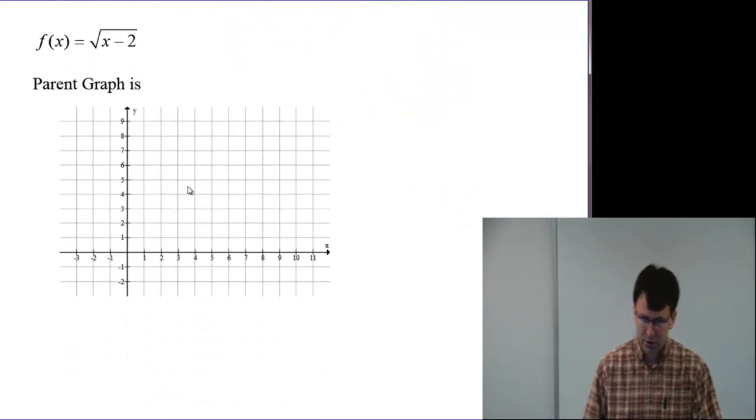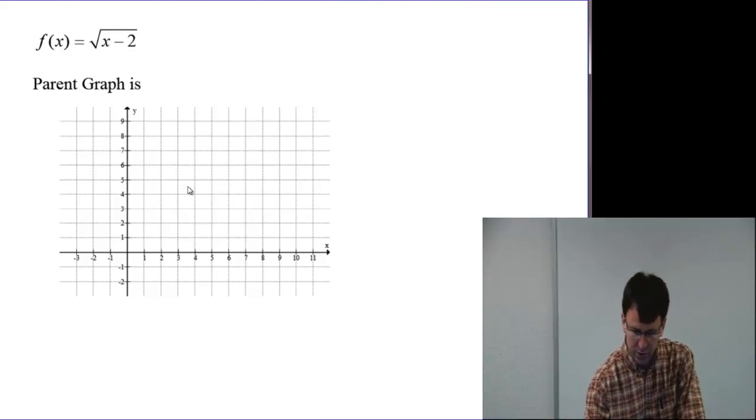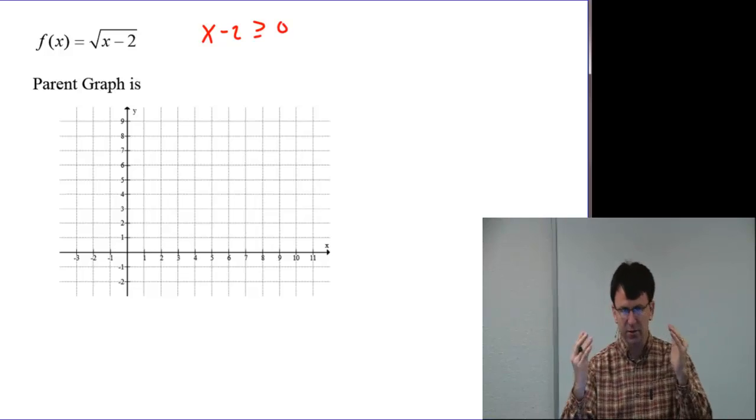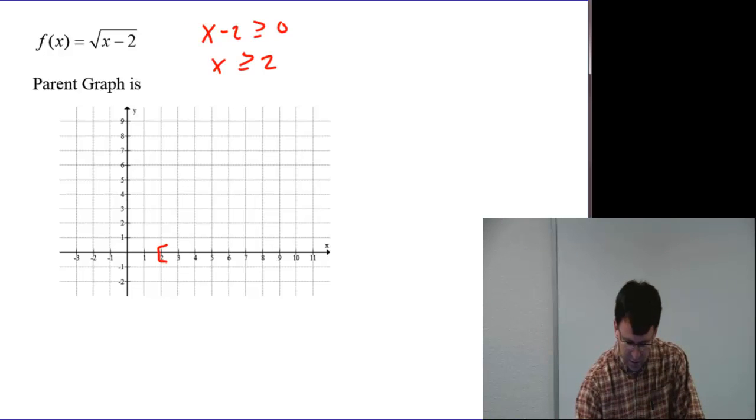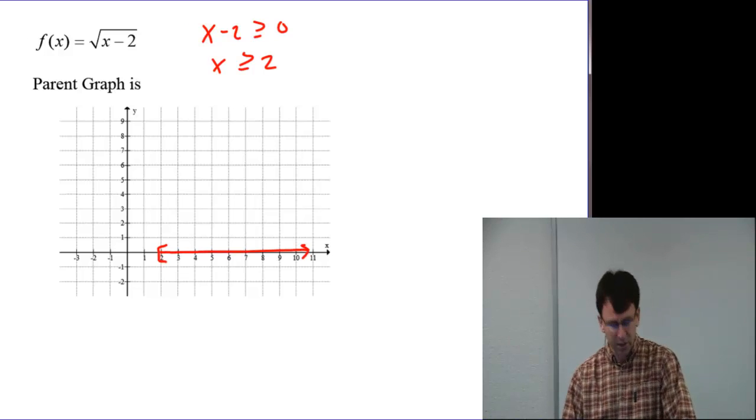Let's talk about square root of x minus 2. Square root of x minus 2, okay, x minus 2 has to be greater than or equal to 0. I'm just thinking about this. This is not about transformations, talking about domain. That means x has to be greater than or equal to 2. So my domain of this function is going to be here.